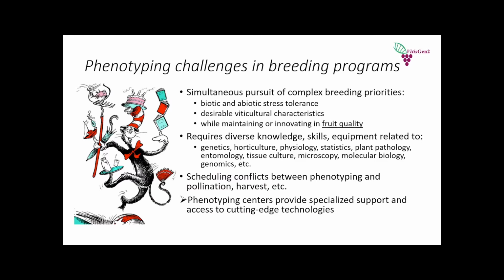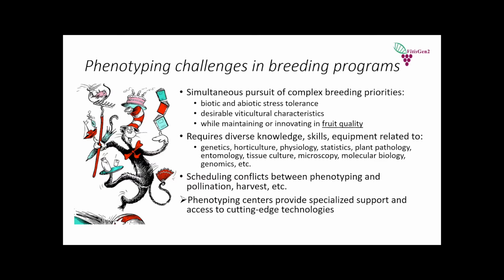Desirable viticultural characteristics, having things that grow well in the vineyard and are easy to manage, all while maintaining or innovating in fruit quality. So it's a very complex set of goals for a breeding program. Achieving these goals requires diverse knowledge, skills, and very specialized and often expensive equipment related to a number of scientific disciplines, as well as understanding the economics and markets for the products that they are going to be developing.